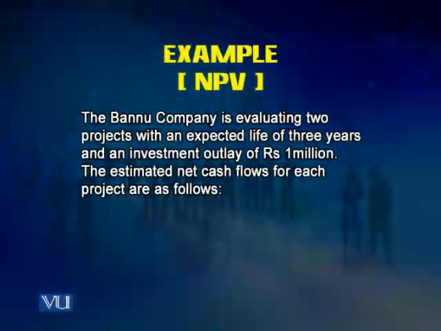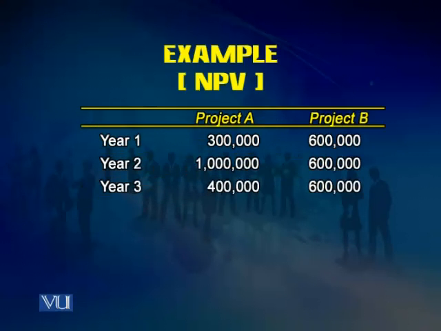The estimated net cash flows for each project are as follows. Project A, year 1, 2, and 3. The net cash flow for year 1 for project A is 300,000. Year 2, 1 million. Year 3, 400,000.